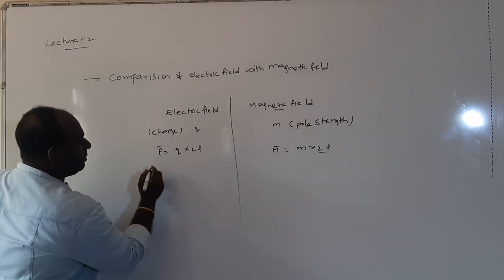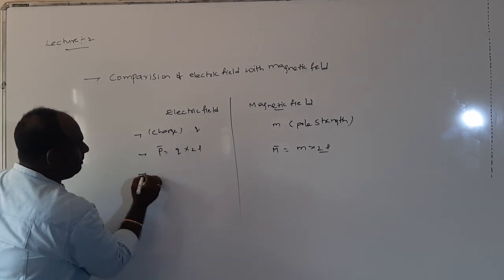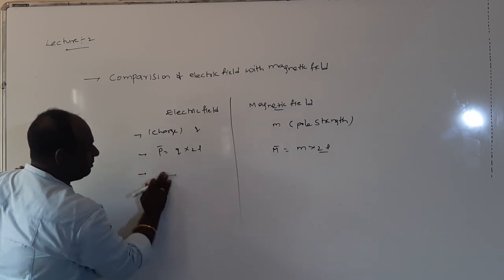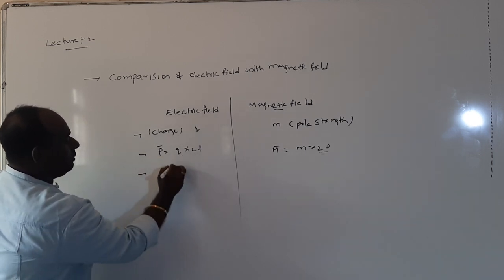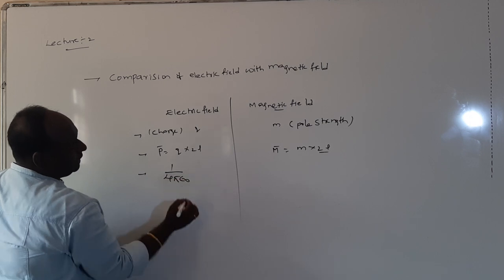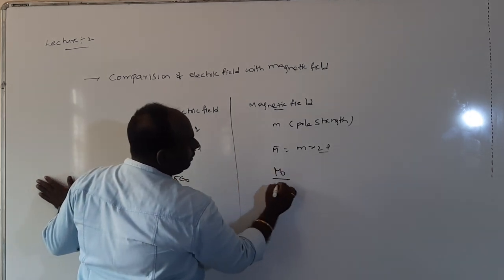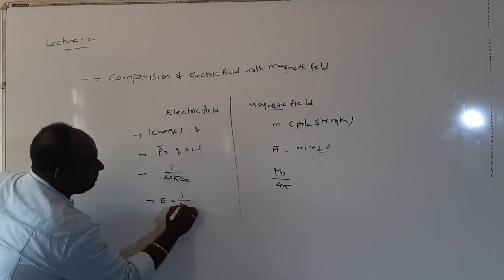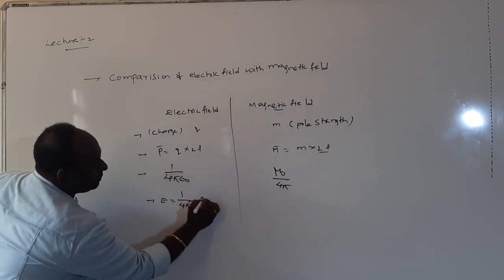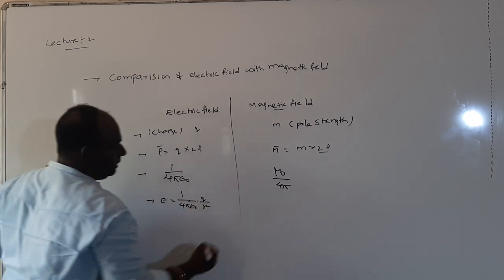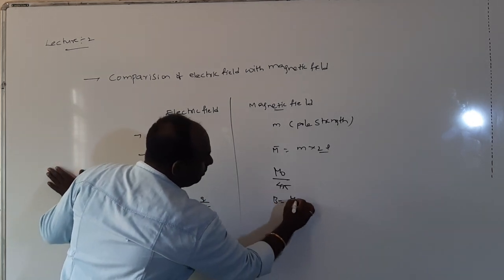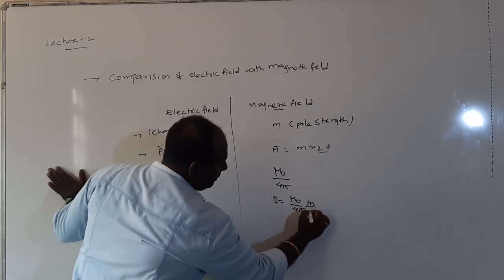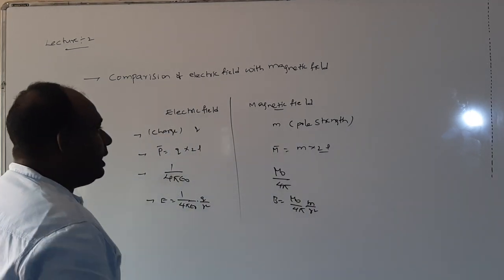Next, we have a formula, electric field E is equal to one more time. This constant 1 by 4 pi epsilon naught must be replaced by mu naught by 4 pi. Electric field formula, E equal to 1 by 4 pi epsilon naught q by r square. In the same manner, magnetic field B equal to mu naught by 4 pi m by r square. This is the comparison.